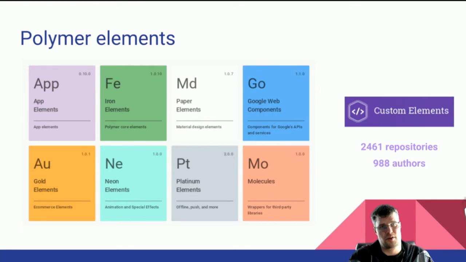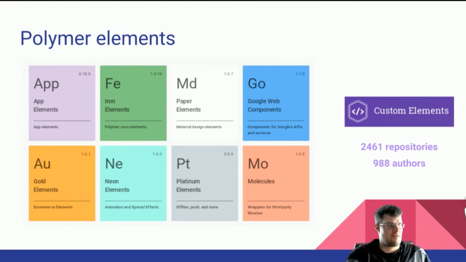Neon elements have some animation in that block, so you can build buttons that animate up and down, nice round buttons that you click on to display a new page. You have your platinum elements, and these are for offline, so you have push notification or caching and so on, so those are quite nice.